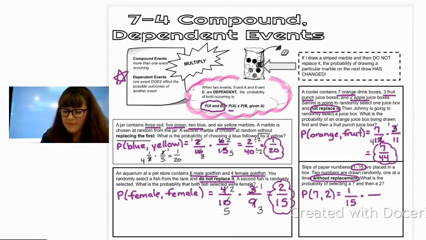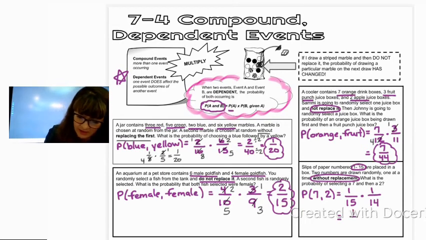Then we'll multiply that by the probability of getting a 2. Since we didn't replace the 7, now there are only 14 slips of paper in the box, and only one of them is a 2. So the probability of getting a 2 on the second draw is 1 out of 14. Now we'll do top times top, so 1 times 1. And then we have 15 times 14 on the bottom.